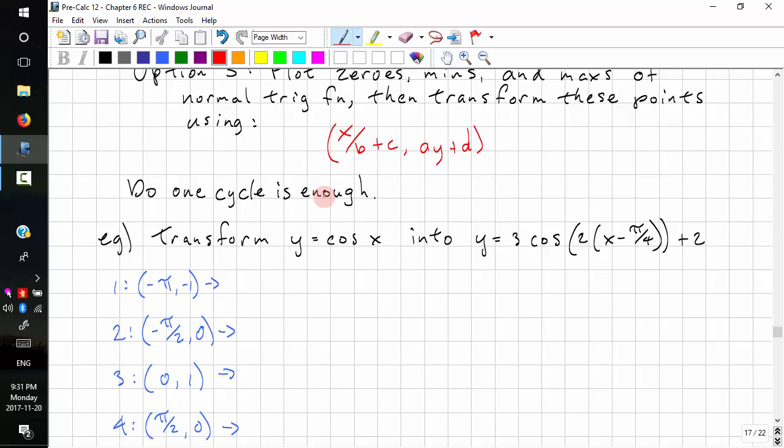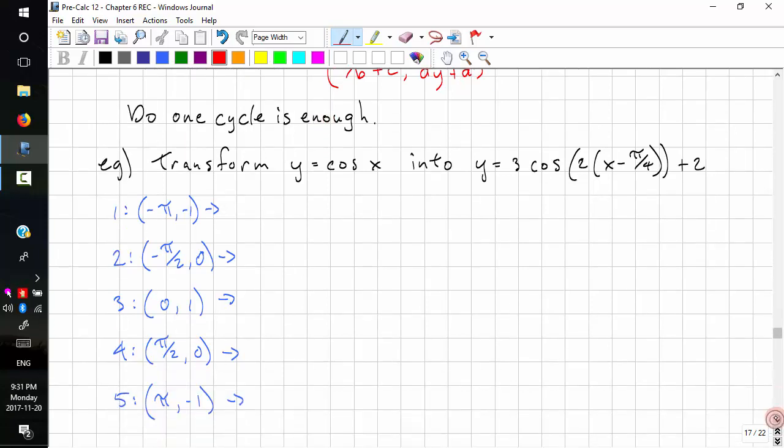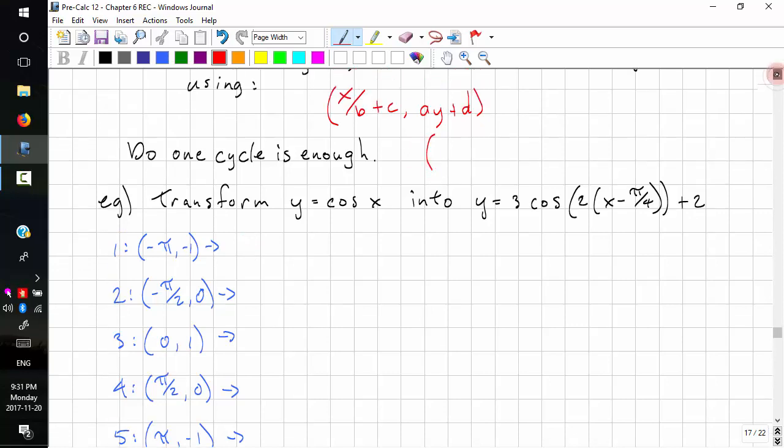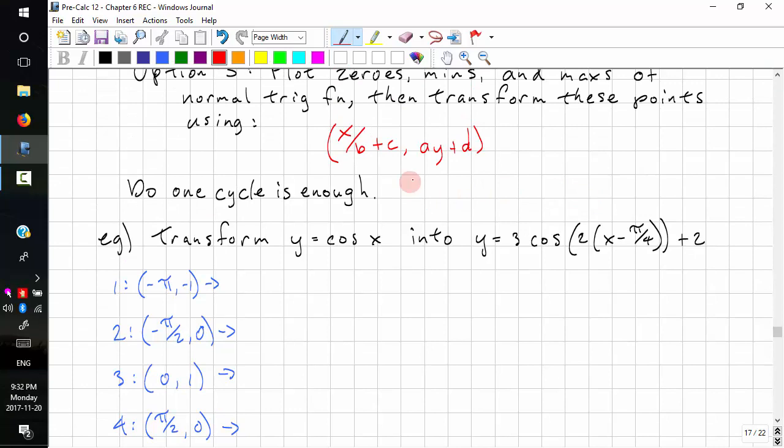And again, do one cycle's enough. We transform, and we're doing the exact same transformation. And let's put this formula down. So the transform is we have x over b, that's 2, plus pi over 4. And we have a, that's 3, y, and then plus 2.